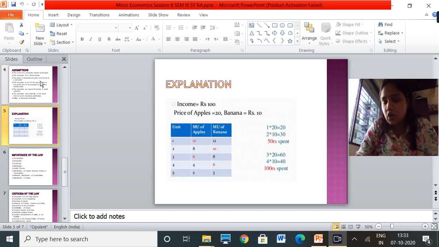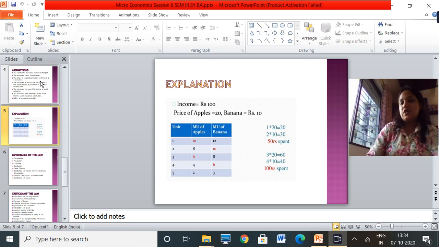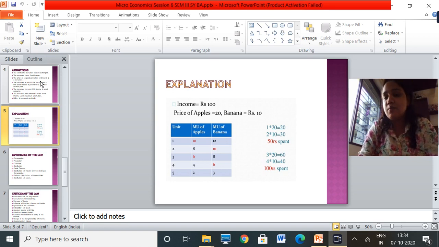Now let us look at this schedule in detail. I told you that in economics we do not call it a table, we call it a schedule. So let us look at the schedule. You have been given units, two products, the income of the consumer, and the prices of these two products. So this is the information which is given to you. How much is the income of the consumer? The income of the consumer is rupees 100.